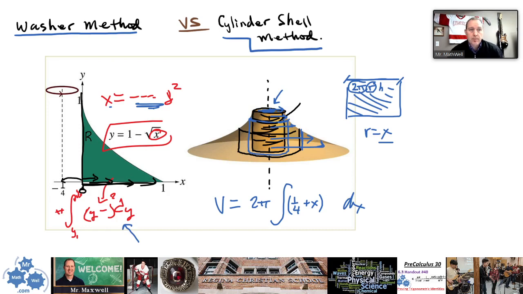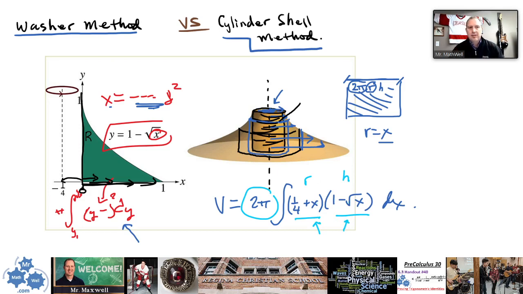I don't have enough room here. 1 minus root x. That's the description of this right here, dx. So I've got my cylindrical shells. One cylindrical shell will be 2 pi rh. There's 2 pi, here's my r, here's my h. And of course, this r and this h are going to vary as x changes. I've got that accounted for. The radius will change and the height will change.